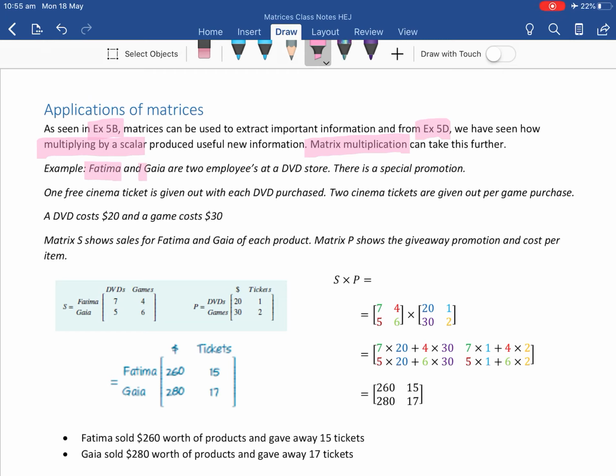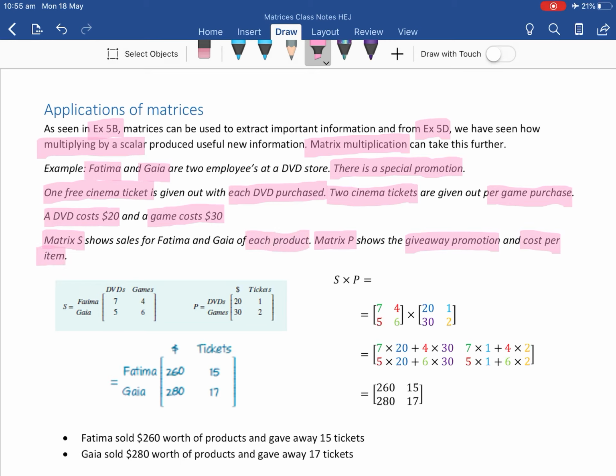is, we've got Fatima and Gaia, two employees at a DVD store. There is a special promotion. One free cinema ticket is given out with each DVD purchased. And then 2 cinema tickets are given out per game purchase. Okay. A DVD costs $20 and a game costs $30. So matrix S shows sales of Fatima and Gaia of each product. Matrix P shows the giveaway promotion and cost per item.